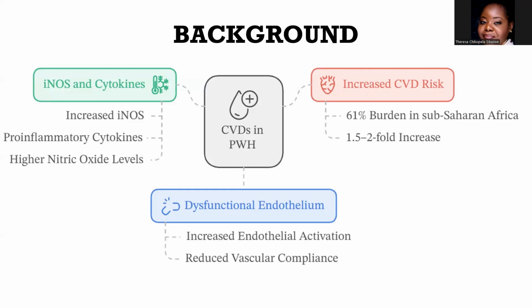And 61% of the burden of HIV is still in sub-Saharan Africa. When we talk about the dysfunction of the endothelium, we look at the increase in the activation of the endothelium itself and the reduction in vascular compliance. These two lead to cardiovascular related illnesses such as stroke, increased blood pressure, among others. At the core of this seems to be the mechanism of increase in inducible nitric oxide synthesis, leading to an increase in the amount of nitric oxide, as well as pro-inflammatory cytokines that seem to be on the increase as well.